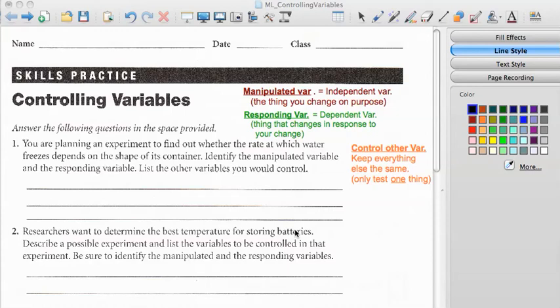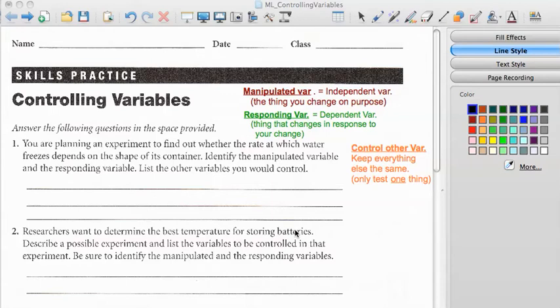We're looking at skills practice on controlling variables, question number 1. It says you're planning an experiment to find out whether the rate at which water freezes depends on the shape of its container. So let's imagine what this experiment would be like. You could think about looking at a couple different Tupperware containers.